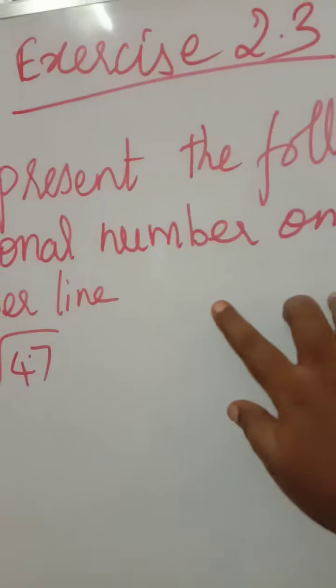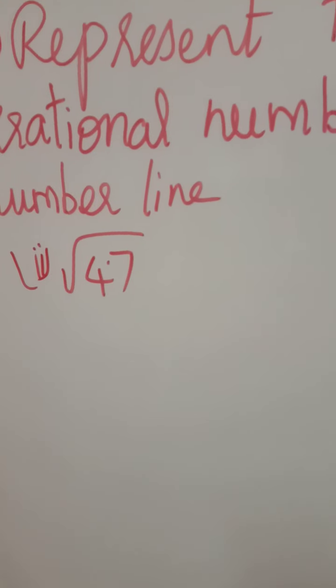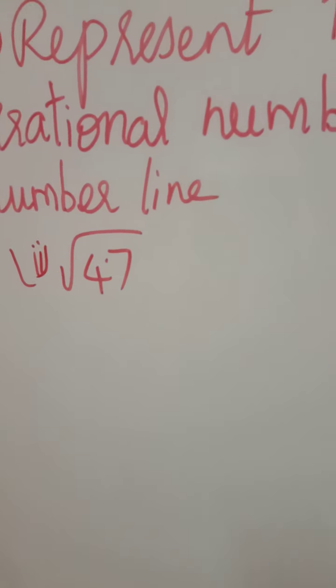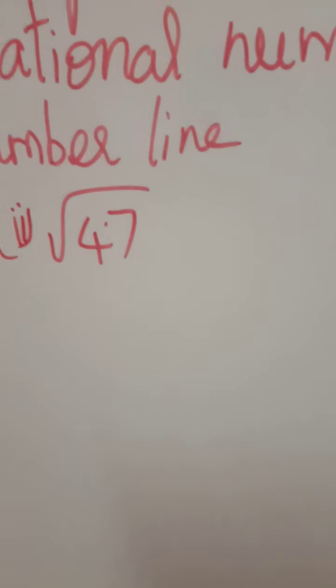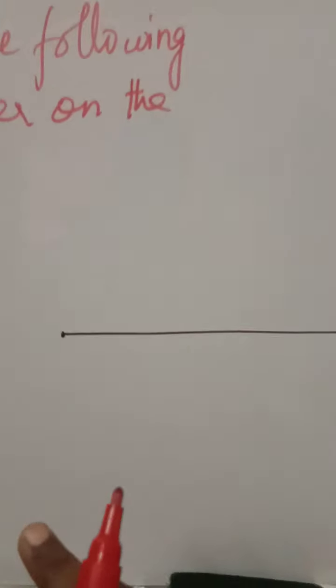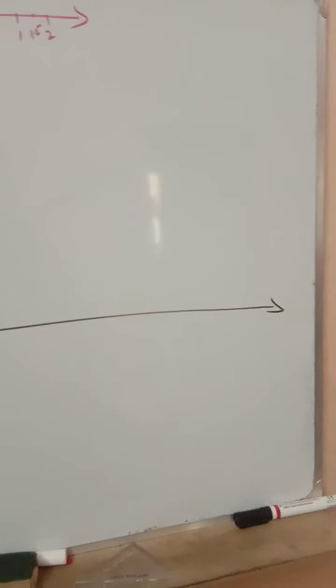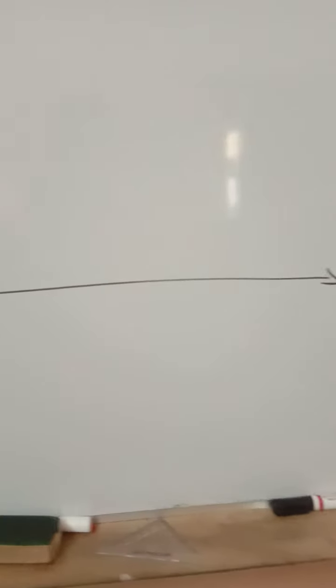Represent the following irrational numbers on the number line: root of 4.7. 4.7 we know how to plot on the number line. So first draw a line like this. Just draw one line and extend it like this. And mark this point as A.